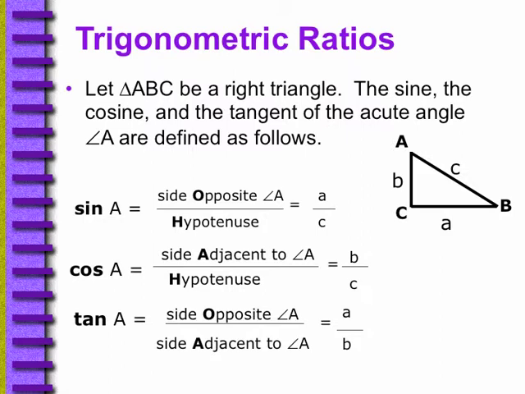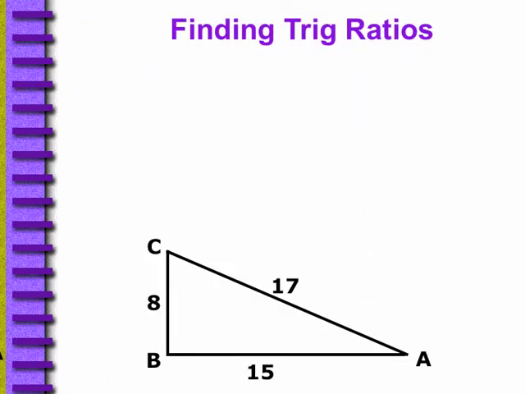So we're going to use these ratios. Here we have a triangle. Well, actually, we don't know if it's a right triangle, but what we should do is probably test it out. Is 8 squared plus 15 squared equal to 17 squared? 64 plus 225 equals 289. So yes, triangle ABC is a right triangle.